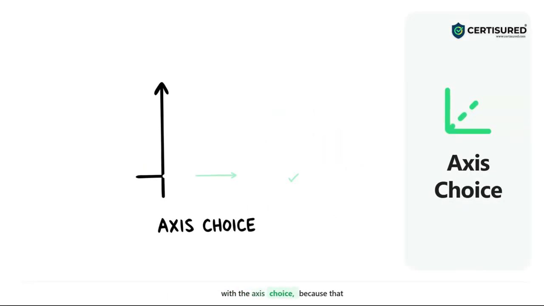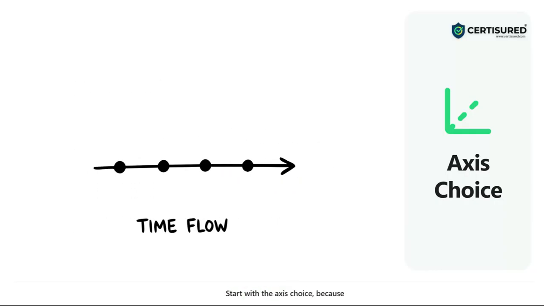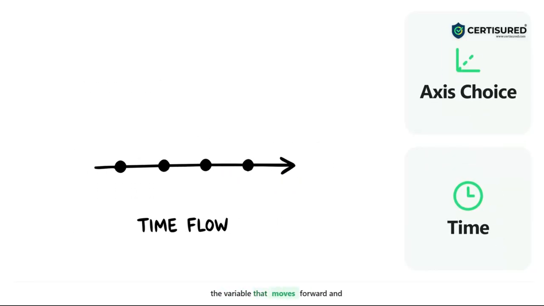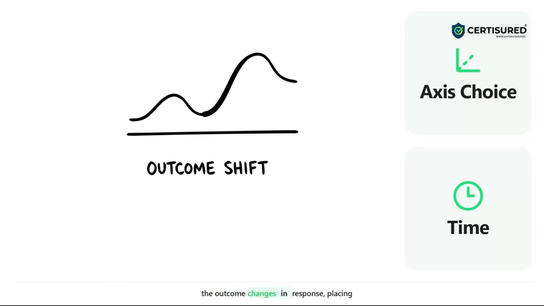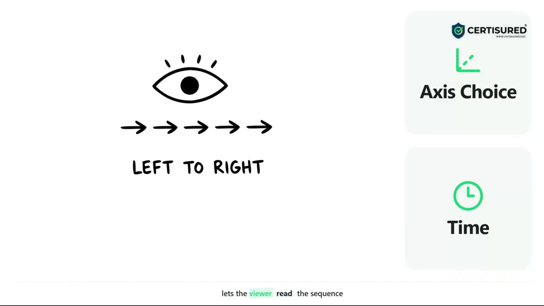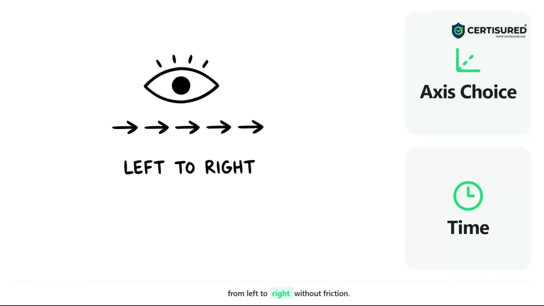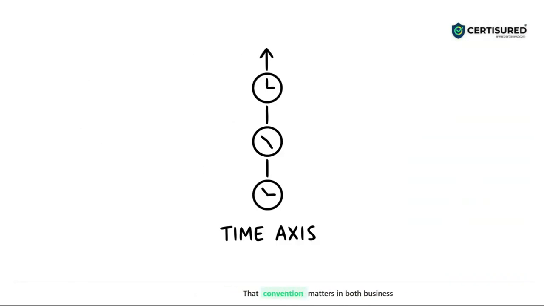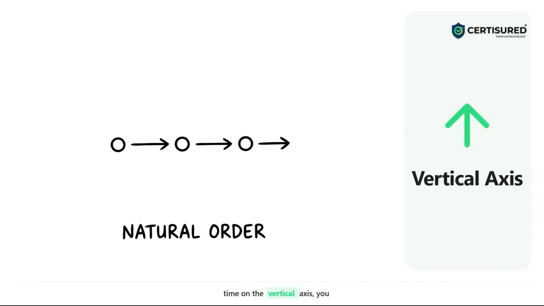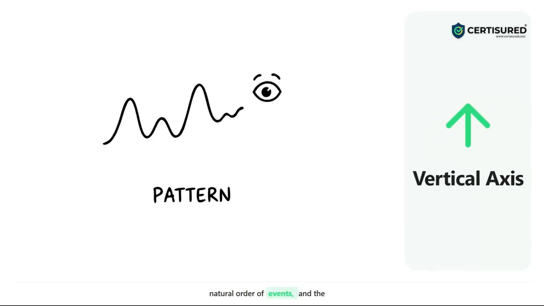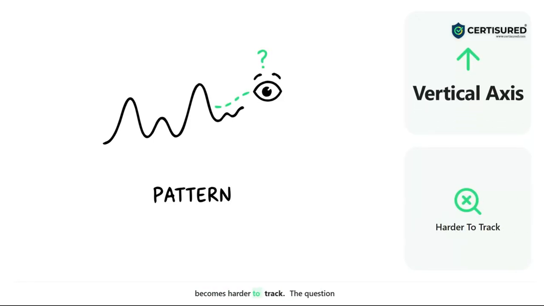Start with the axis choice, because that decision shapes how the rest of the chart reads. When time is the variable that moves forward and the outcome changes in response, placing time on the horizontal axis lets the viewer read the sequence from left to right without friction. That convention matters in both business reporting and statistical analysis. If you put time on the vertical axis, you force the eye to work against the natural order of events, and the pattern becomes harder to track.